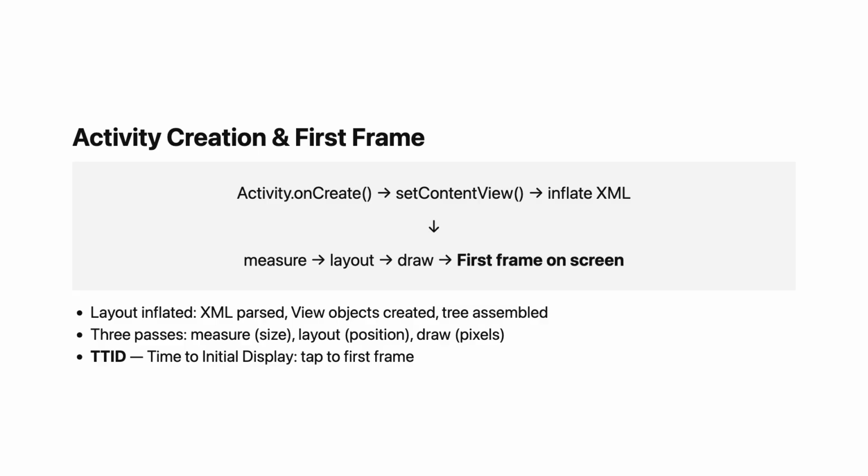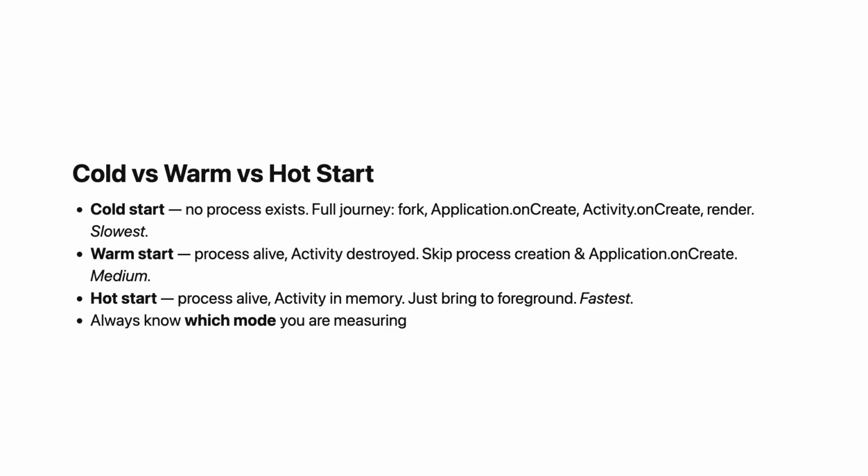Now, not every app launch goes through all those steps. Android defines 3 types of startup: A cold start is the full journey. No process exists. Zygote forks, application.onCreate runs, activity is created from scratch. This is the slowest path. A warm start means your process is still alive, but the activity was destroyed. So we skip process creation and application.onCreate, but we still need to create the activity and render it.